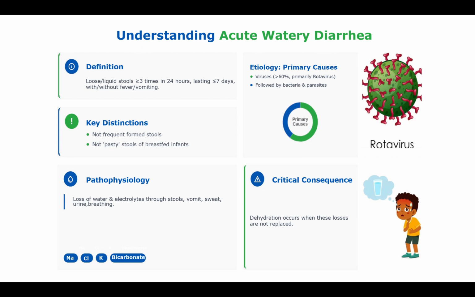The pathophysiology is straightforward but critical. The frequent passage of liquid stools, combined with vomiting, sweat, urine, and even increased respiratory rate during fever, leads to substantial losses of water and vital electrolytes such as sodium, chloride, potassium, and bicarbonate. If these losses are not adequately and promptly replaced, the inevitable and dangerous consequence is dehydration.